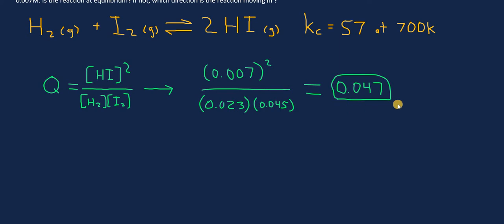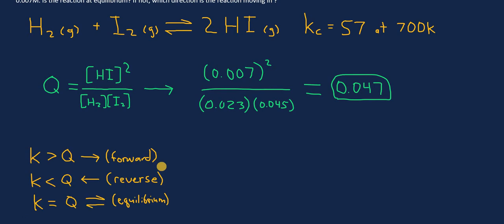Now we have to judge Q based on the equilibrium constant K to determine whether our reaction is moving forward, moving backwards, or if it's at equilibrium. Let's look at those different scenarios now. Here are the three different scenarios for your K and Q values. If K is bigger than Q, the reaction is moving in the forward direction. If K is smaller than Q, the reaction is moving in the reverse direction. And if K is equal to Q, that means your reaction is at equilibrium.